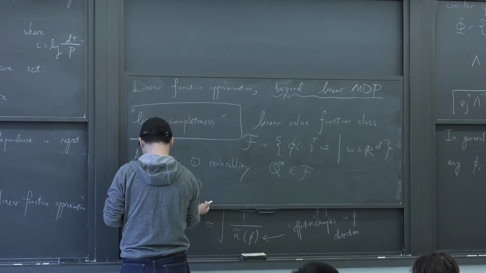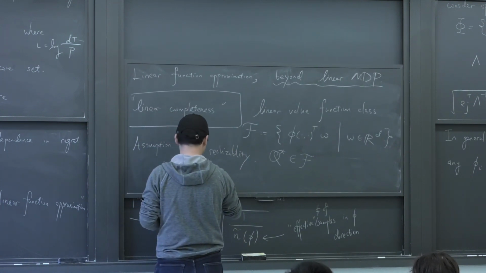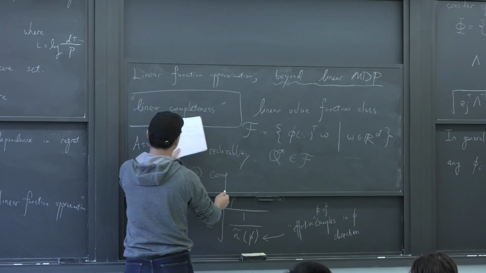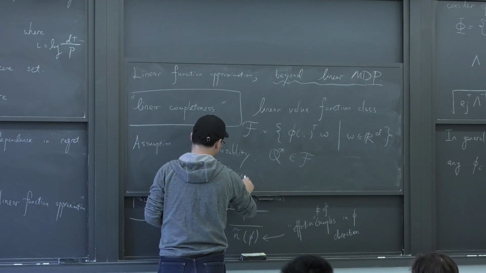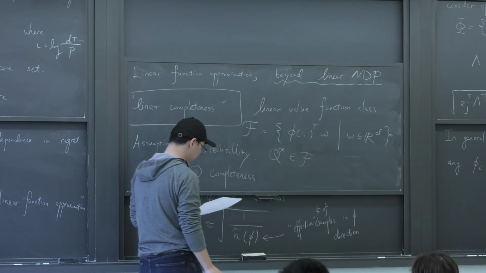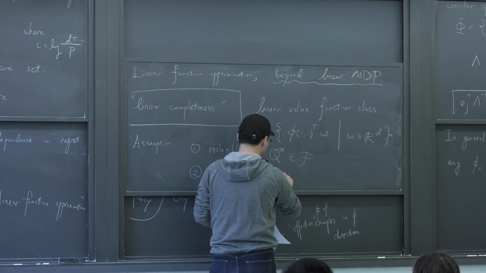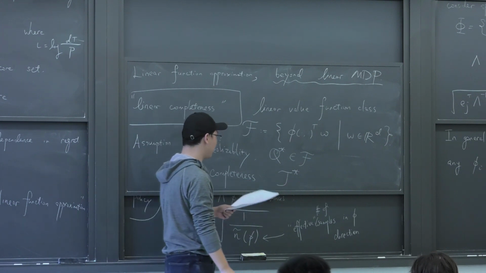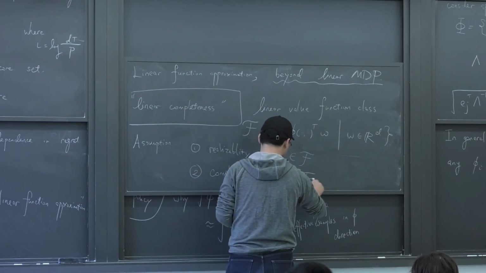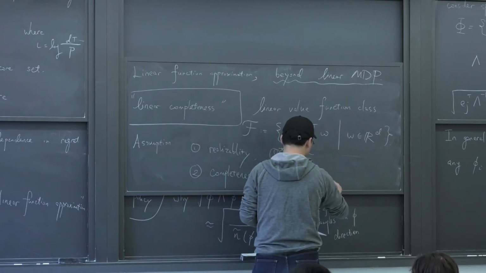And the second assumption we have is essentially completeness. That's why we call this setting linear completeness. So what we say is, T star is the Bellman optimality operator, and T star applied to F is inside F.